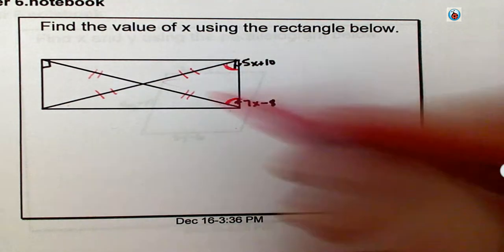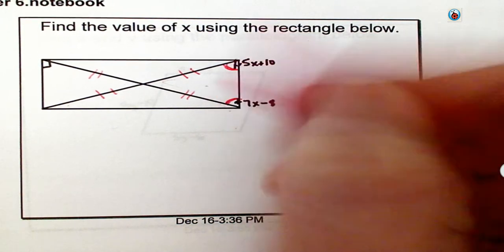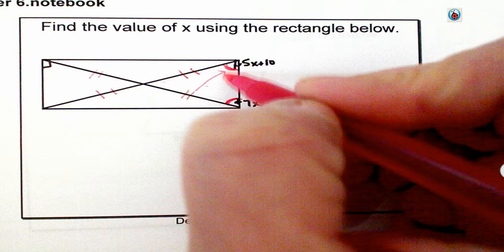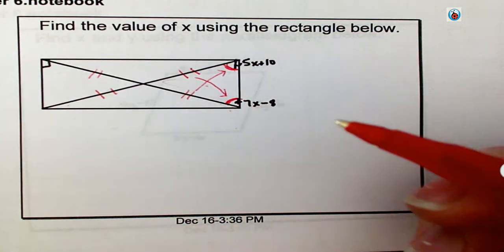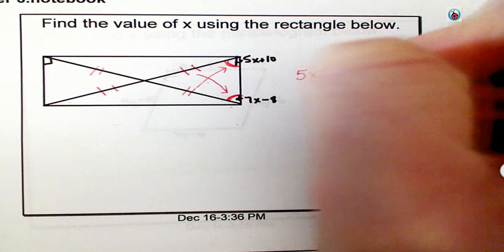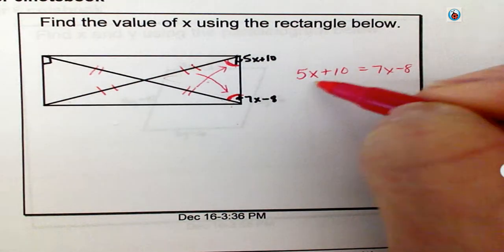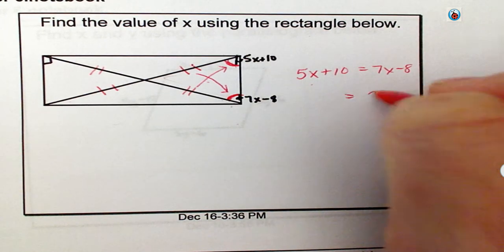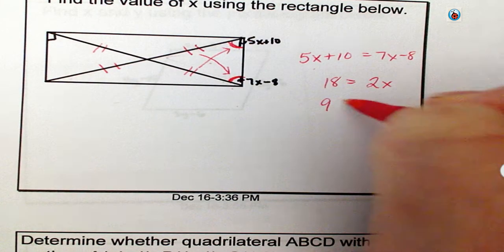So because it's an isosceles triangle, since this is an isosceles triangle, the angles opposite those congruent sides are going to be congruent, or the base angles of an isosceles triangle are congruent, just like the base angles of an isosceles trapezoid are congruent. So 5x plus 10 equals 7x minus 8. Can subtract 5x from both sides to get 2x on the right, add 8 to both sides to get 18 on the left, and then divide both sides by 2 to get 9 equals x.